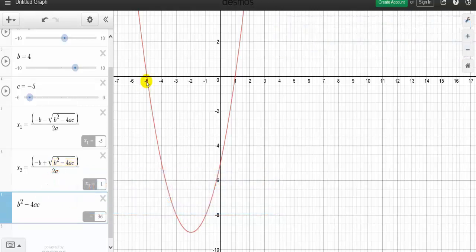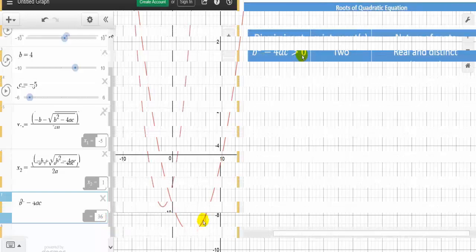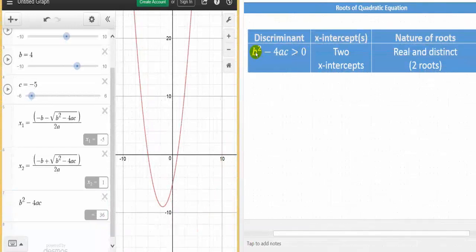Now the quadratic curve cuts the x-axis at 2 points, and the value of b squared minus 4ac is 36, which is a value greater than 0. b squared minus 4ac is known as the discriminant. When the discriminant is greater than 0, it will cut the x-axis at 2 points, and we say that the nature of the roots is real and distinct.